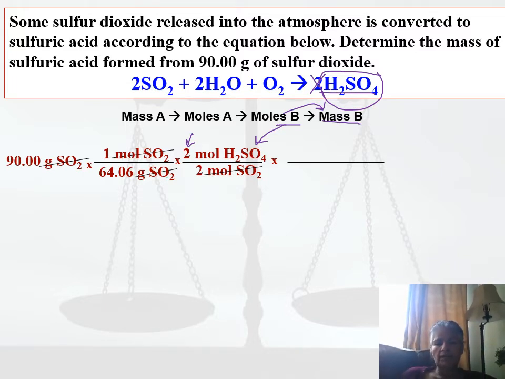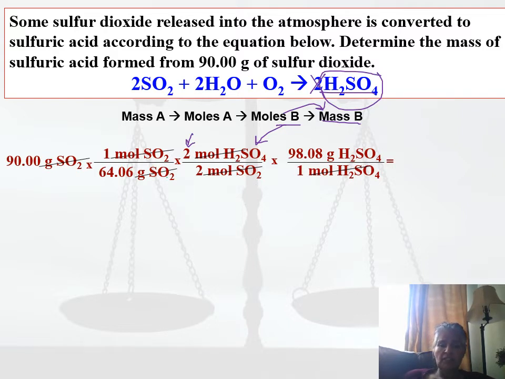So 2 hydrogens, 1 sulfur, and 4 oxygens. Once you've added those up, continue the video. Pause until you've done that. Okay, so once you have your molar mass, you're going to go ahead and write it in. We put moles on the bottom so that moles of sulfuric acid would cancel. And you should have got 98.08 grams of sulfuric acid.